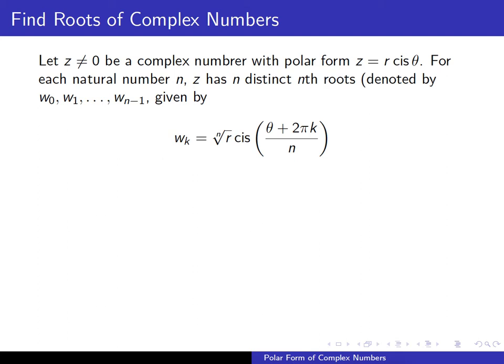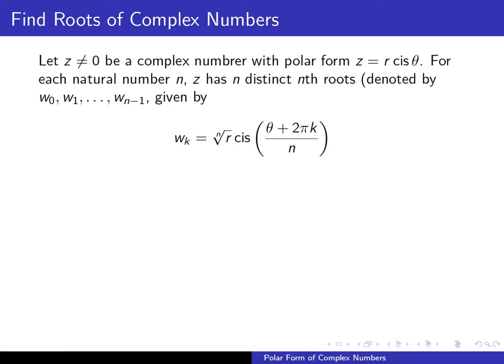So if z is a non-zero complex number and its polar form is z equals r cis theta, then for each natural number that we're using as a root, z has n distinct nth roots. A little bit like the fundamental theorem of algebra, where if we have a fifth degree polynomial, it's going to have 5 zeros, real and or complex, or at least complex.